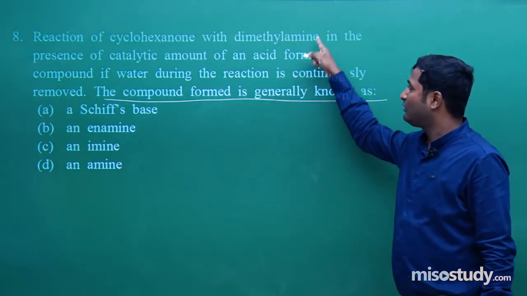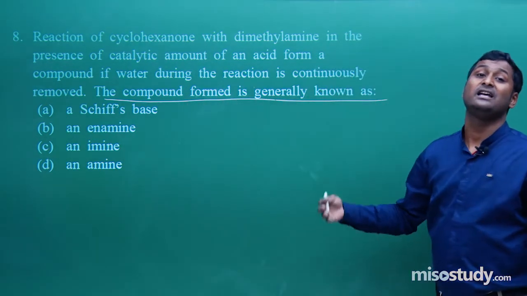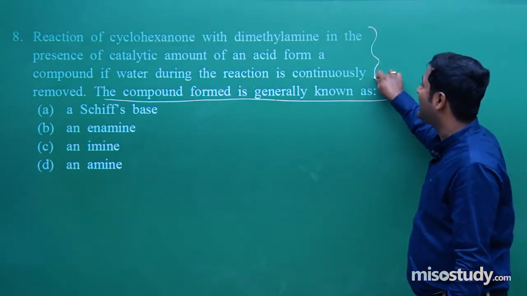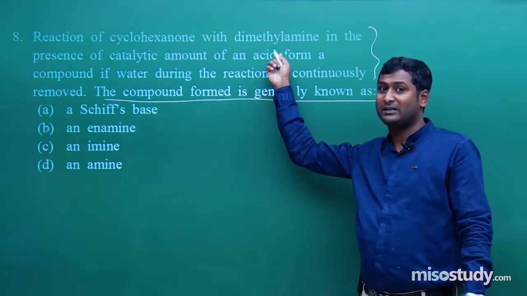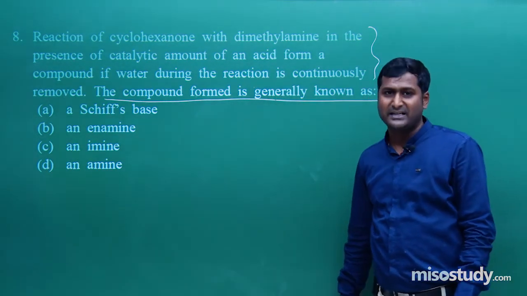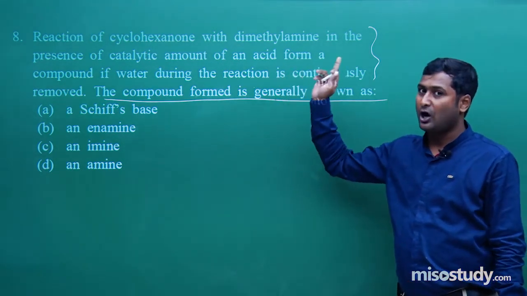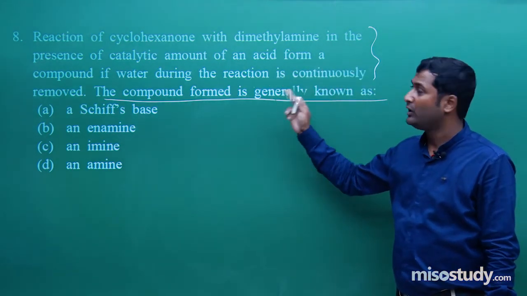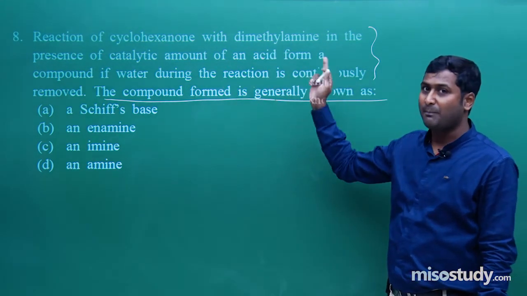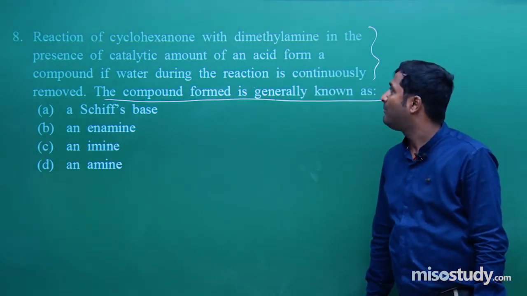We are not given here to proceed with the reaction. The compound formed is generally known as, remember this, I have discussed this during my lecture. I am giving you time, just a theory. We do not need to complete the reaction here. Reaction of cyclohexanone with dimethylamine in the presence of a catalytic amount of an acid forms a compound.